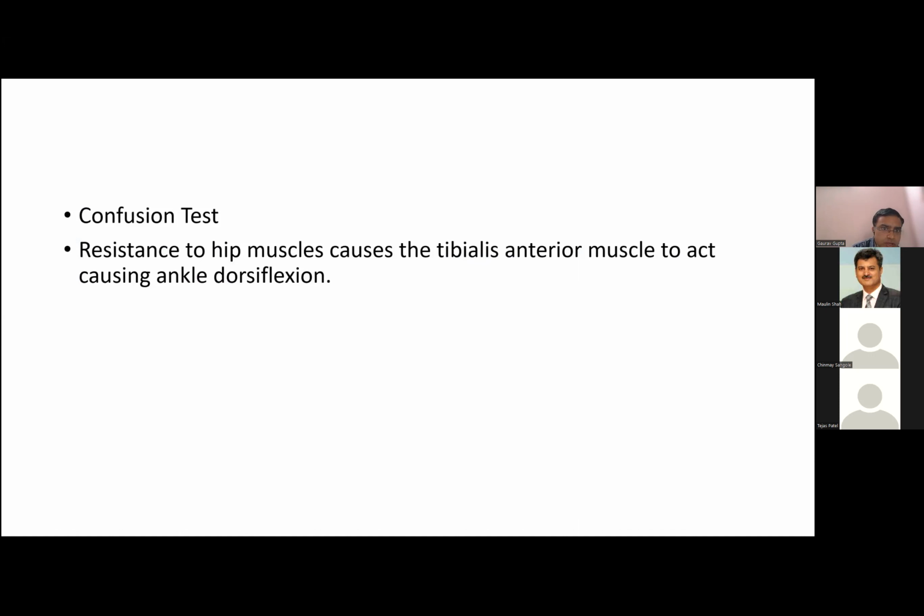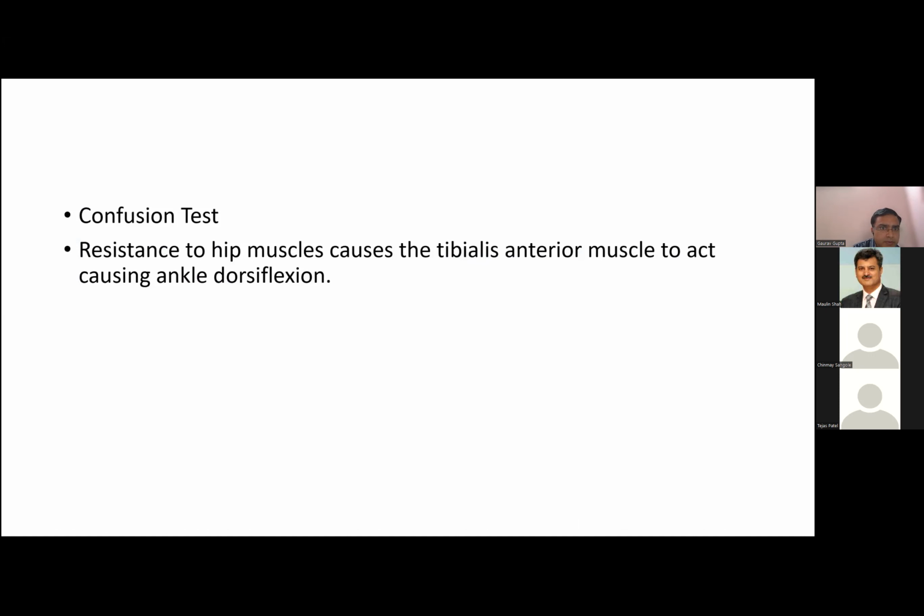We can also do a confusion test where we ask the child to flex his hip and we resist the hip flexion. If that causes movement of the tibialis anterior muscle, causing ankle dorsiflexion, that also suggests that the control is not very good and there is tibialis anterior tightness also.